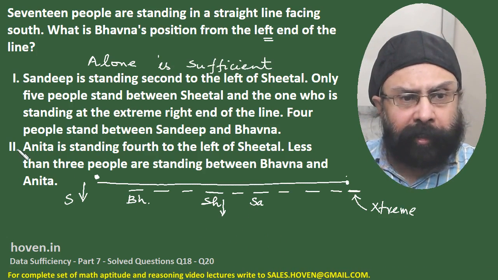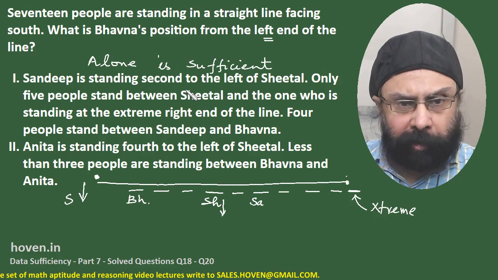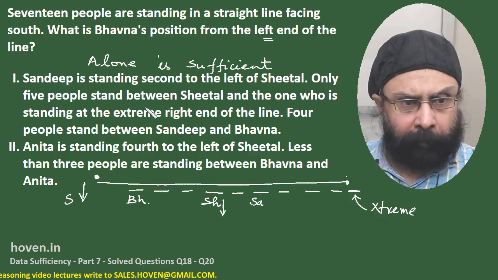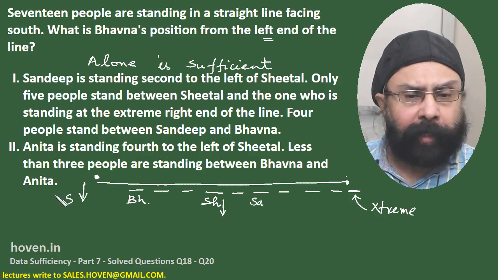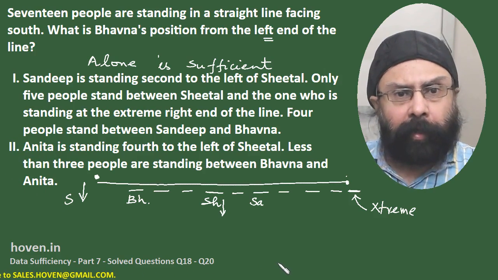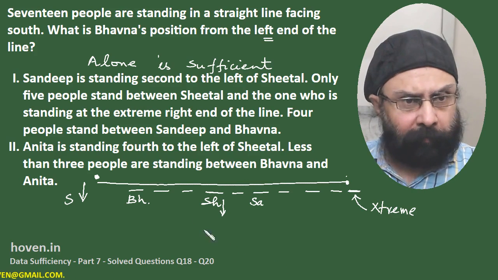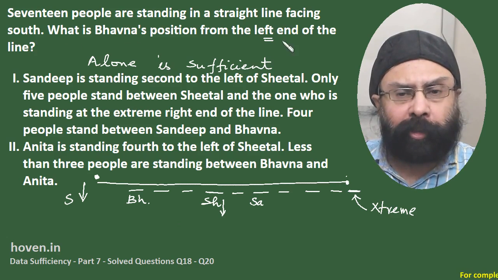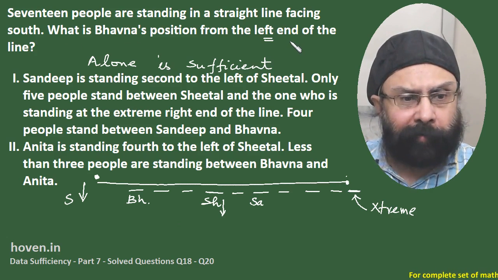Now let us take up the second statement. We'll forget about the first statement. We'll take that the first statement doesn't exist at all. Only take the second statement. For that, a new diagram will be there. Let us now start fresh. 17 people are standing in a straight line facing south. What is Bhavna's position from the left end? Okay, this is what we have to find out.